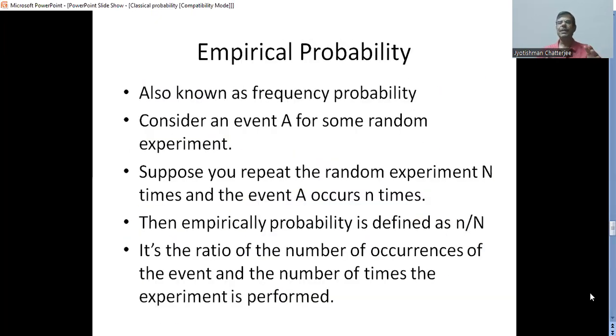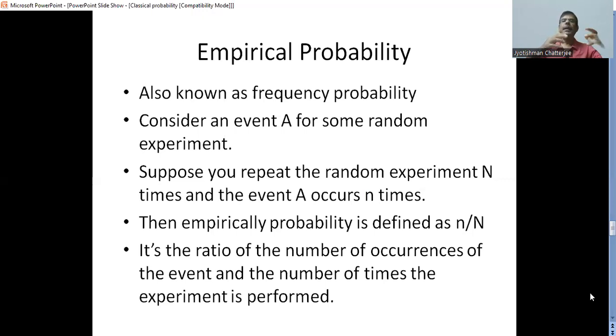Empirical probability. What is the empirical probability? This is also known as frequency probability. Frequency probability or empirical probability. It's an experimental thing. Consider an event A for some random experiment. Like if you are throwing a die, your A may be outcome is less than 3, in which case A is equal to 1 and 2. A can be anything, and random experiment can also be anything.